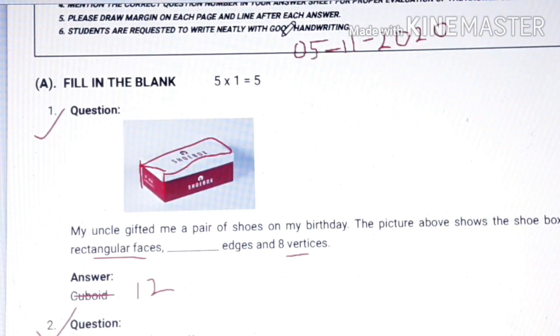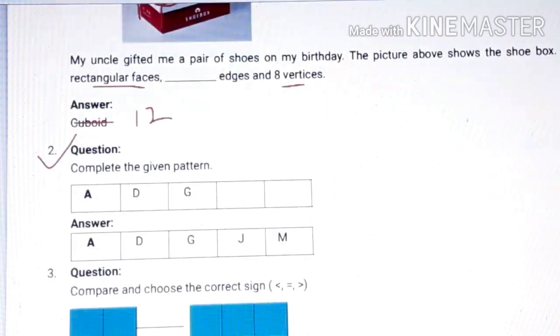The first question is fill in the blank. My uncle gifted me a pair of shoes on my birthday. The picture above shows the shoe box. It has 6 rectangular faces, dash edges and 8 vertices. Now children, you know what edges are, right? So you can count how many edges there are in this cuboid. 4 on the top, 4 on the bottom, that is 8, and 2 on the sides and 2 on the opposite side. So 4 plus 4, 8, 9, 10, 11, 12. So how many edges are there, children? 12 edges. Okay.